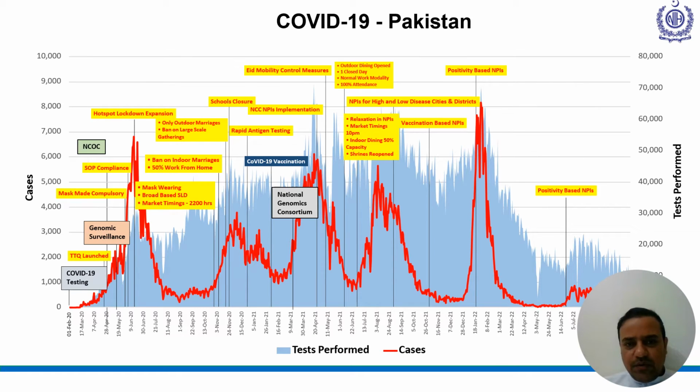This is just an overview of the major activities or public health interventions that were taken during the COVID-19 pandemic. You can see that starting from COVID-19 testing in February 2020, we started genomic surveillance of SARS-CoV-2 in April 2020. Then National Genomic Consortium was established at the start of 2021, and a lot of different public health interventions were taken accordingly during those different waves.